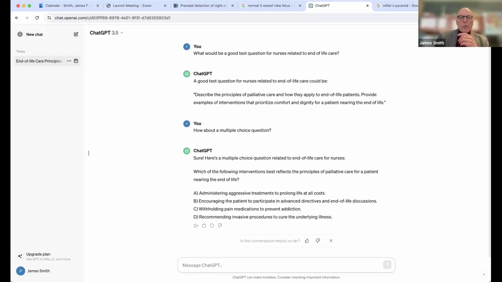Okay. Which of the following interventions best reflects the principles of palliative care for a patient nearing the end of life? Marilee, is that close? You can unmute or you can just put something in the chat. Oh, I think that's good. Yeah, okay. Karli, help us out here. Is this a good question or is this not a good question?